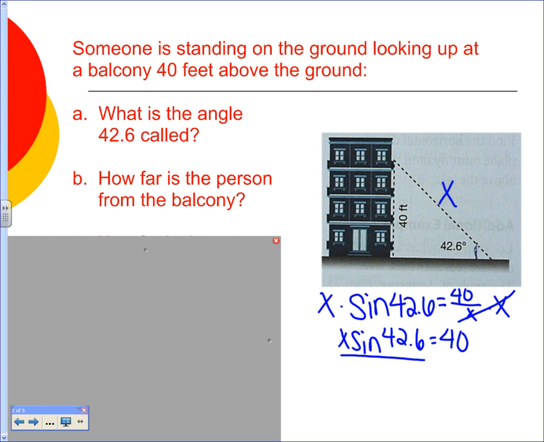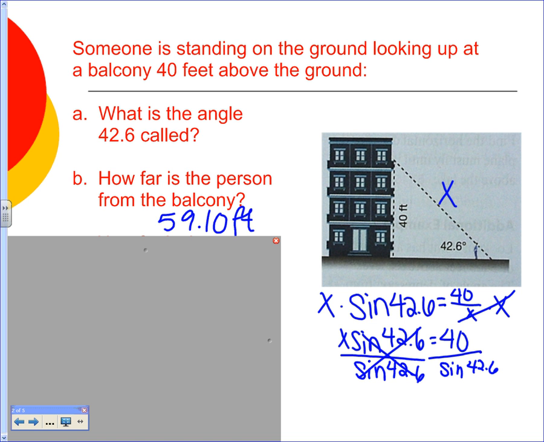Divide by sine of 42.6, which is a decimal. Yeah, but I don't like having to write those decimals. It makes it more exact if you do 40 and then divide by sine of 42.6 instead of having the decimal. Does that make sense? So what would you get? 40 divided by that gives you 59.1 feet. Y'all see how that works? Any questions there?